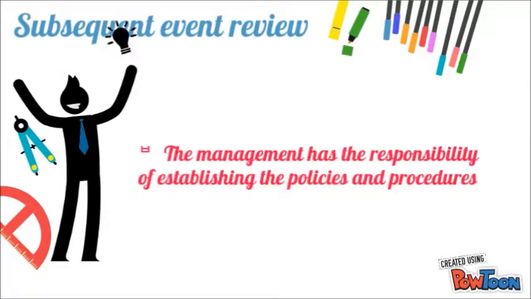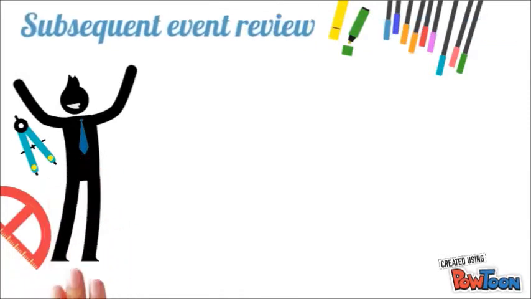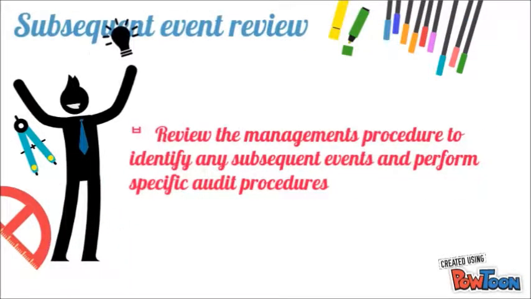Management has the responsibility of establishing the policies and procedures to account for and identify the subsequent events. The auditor should review the management's procedure to identify any subsequent events and perform specific audit procedures designed to identify those events.